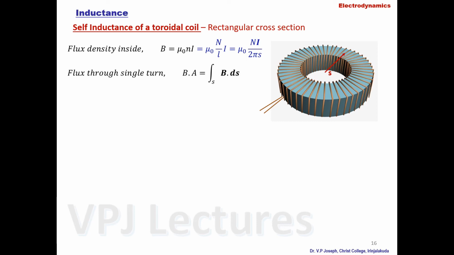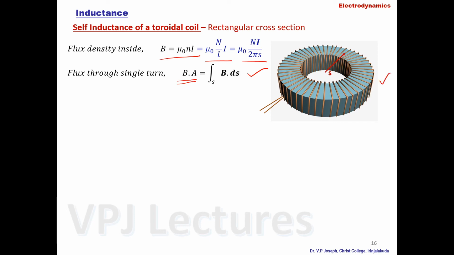So flux density inside is given by the same expression that we have considered earlier. B is equal to mu 0 ni, or in terms of the total number of turns, mu 0 n by L into I, or mu 0 ni by 2 pi s. Mu 0 ni by 2 pi s is the flux density inside. And the flux through a single turn is equal to B into A.